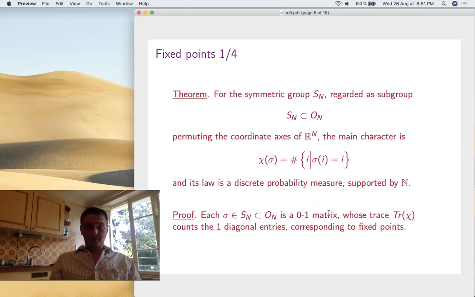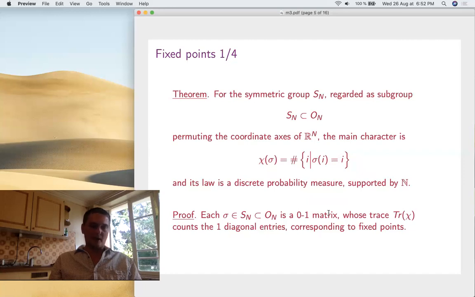So let's go to the symmetric group now. Remember, you can view it as the permutation group permuting the coordinate axes of R^n. Now, what's the character? These are 0-1 matrices, right? The permutation matrices. So you're looking at the number of ones on the diagonal, but the ones exactly correspond to the positions i where sigma(i) is i, right? So this is the number of fixed points. So it's supported by n.